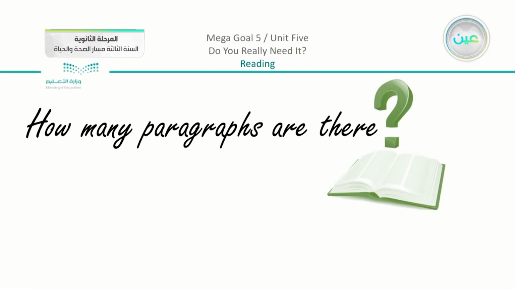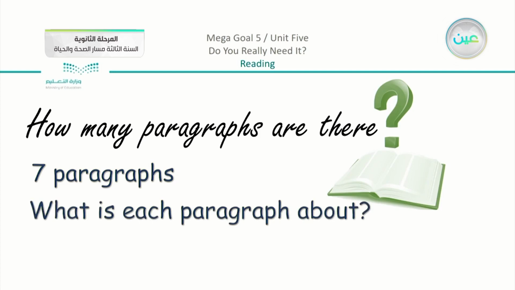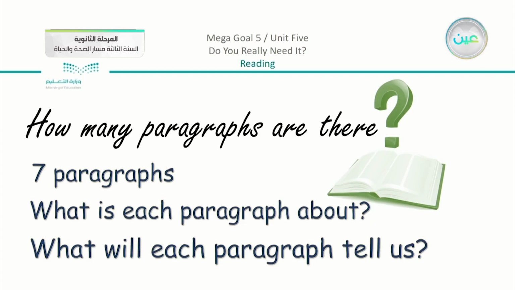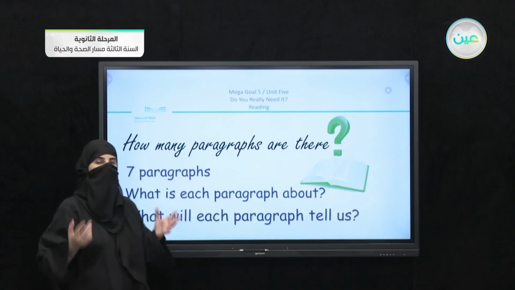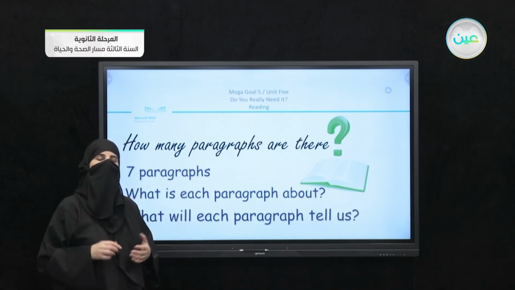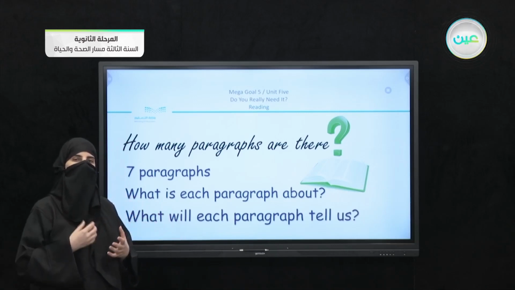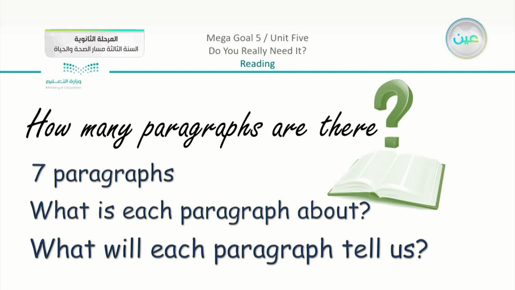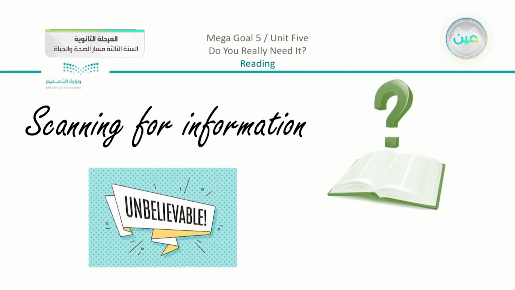Now, how many paragraphs are there? You can see in our reading passage that we have 7 paragraphs. We are going to know what each paragraph is about and what each paragraph will tell us. So we are going to go through them one by one. We want the main topic and also if there is a kind of question or information that we want. We are also going to see something that might actually be unbelievable as a fact.